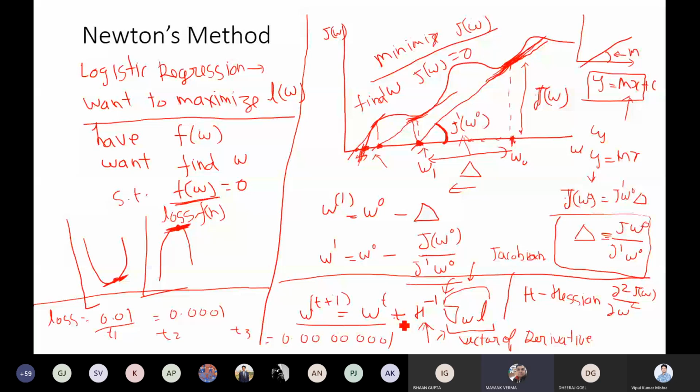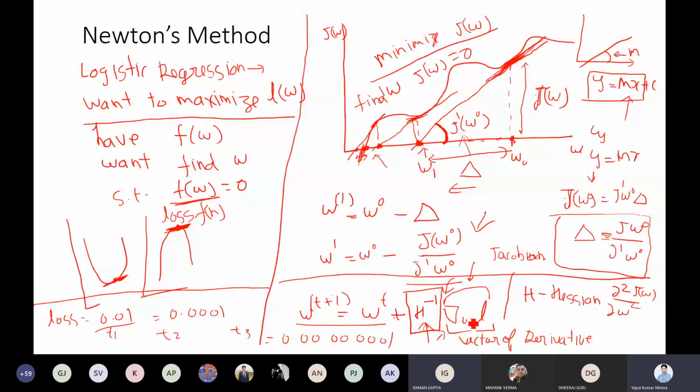And here H to the power -1 in the formula, yes, it is the inverse of the Hessian matrix. You have to find the inverse. Once you do the entire derivation of this part, you will get this formulation. So here you require the inverse of the Hessian matrix multiplied by the Jacobian matrix, or you can say the simple vector of derivatives.